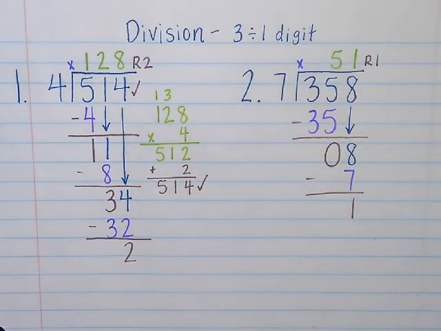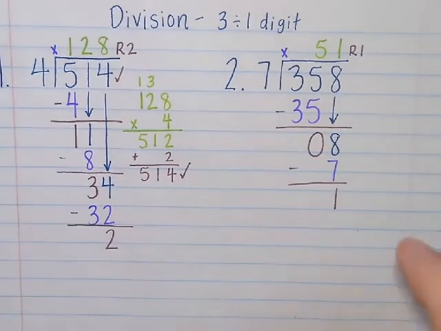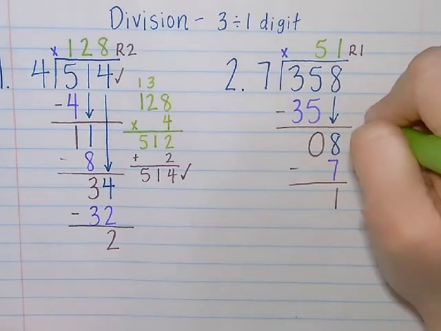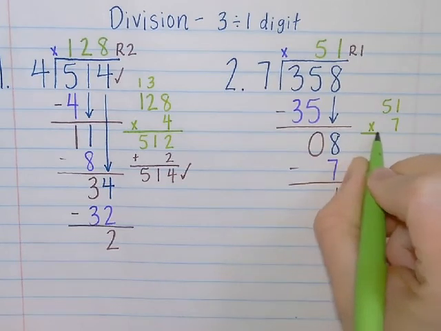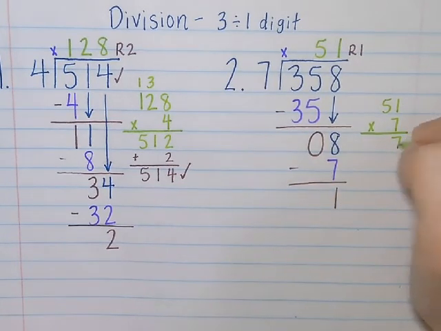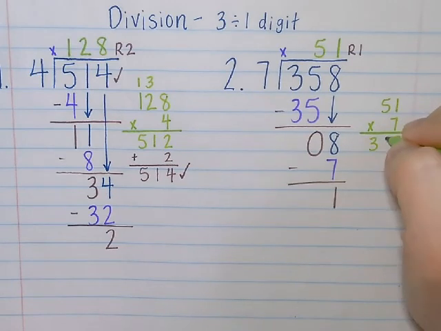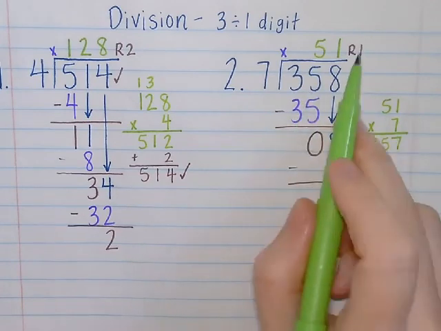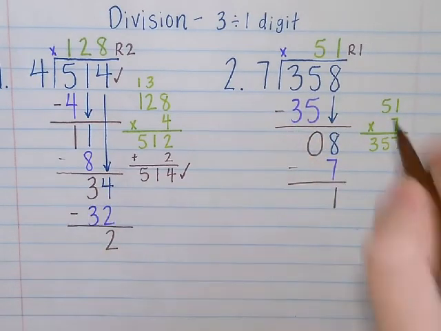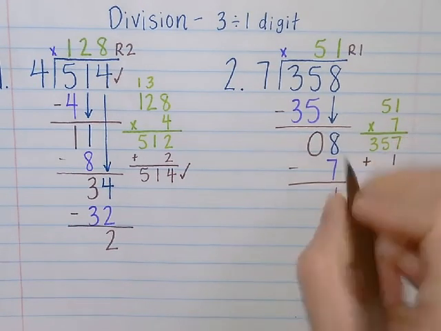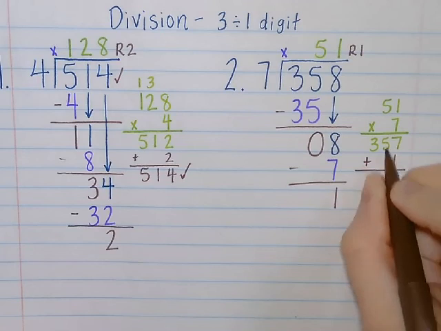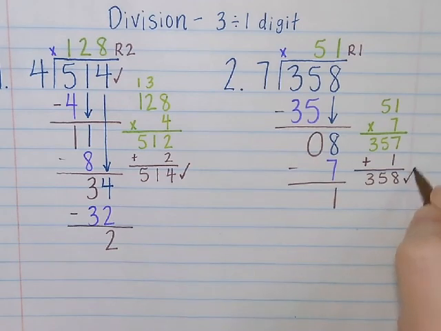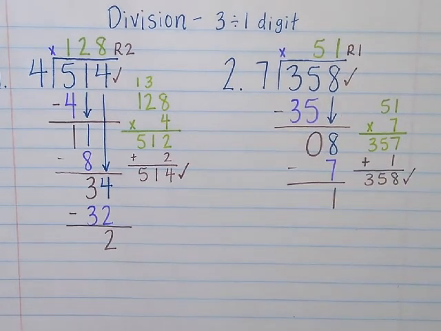And then I could check my math. Check my work. I can multiply 51 times 7. One times 7 is 7. 7 times 5 is 35. So I got 357. My answer is 358, but that is where the remainder comes in. So I need to add the remainder at the end. 7 plus 1 is 8. 5 plus nothing is 5. 3 plus nothing is still 3. So that 358 matches 358. Always check your work.